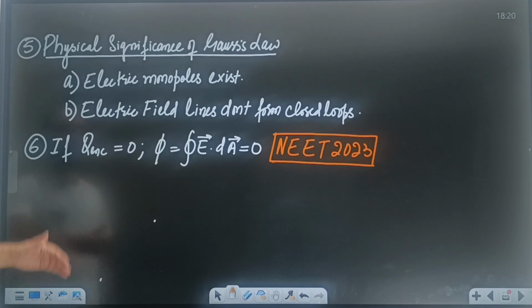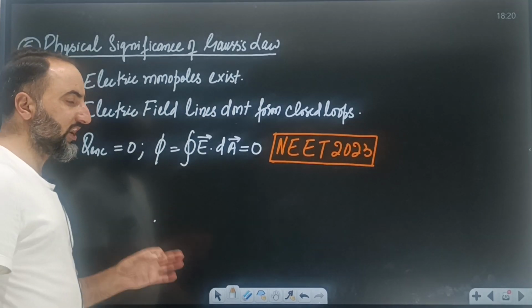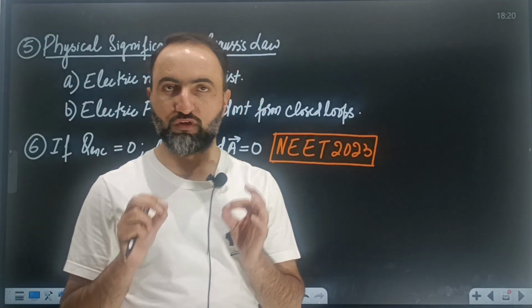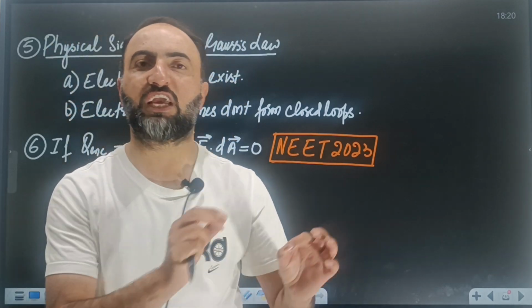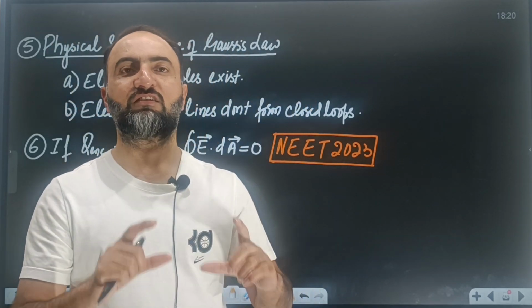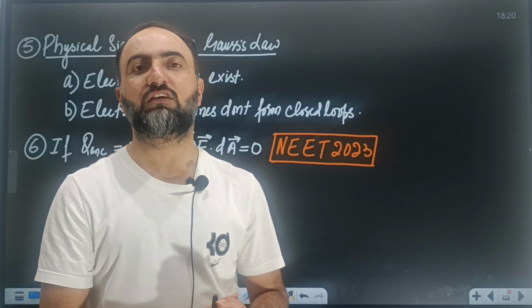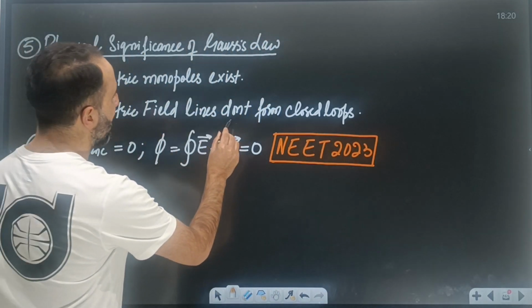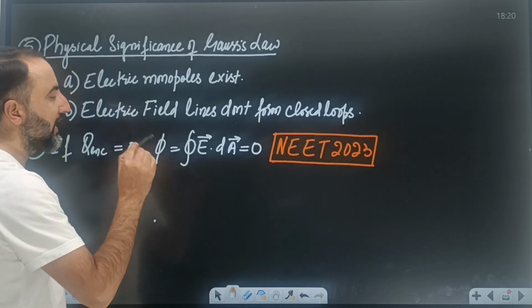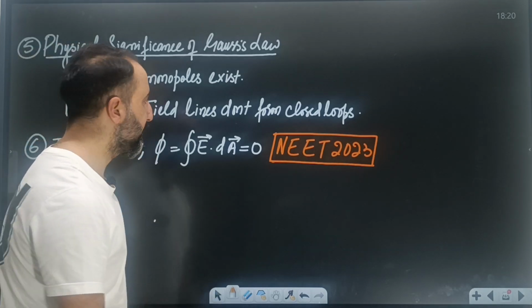Okay. The physical significance of Gauss's law is simply like this. Number 1 is that electric monopoles exist. What we mean by that is that we can have a separate positive charge and a separate negative charge. The reason is that the flux for a closed surface is not equal to 0. Number 2 is that electric field lines do not form closed loops. They start from a positive charge and end at a negative charge.